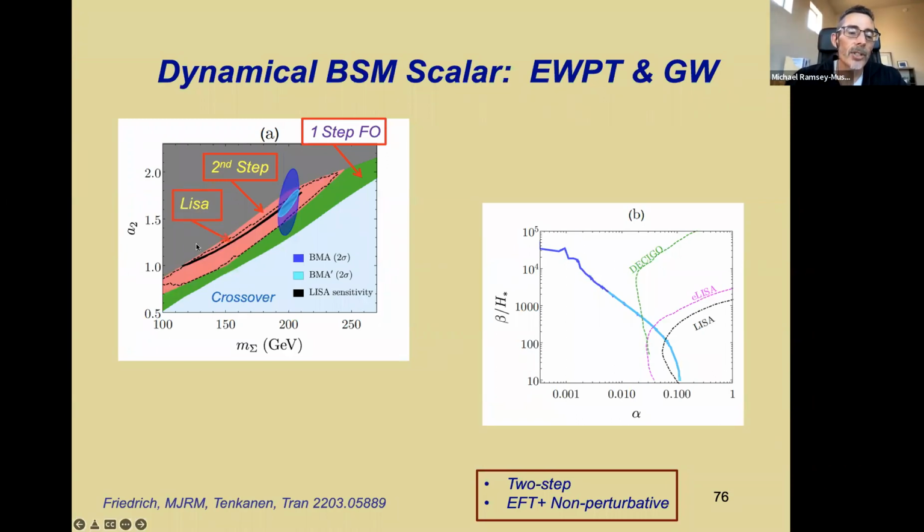Now, the LISA sensitivity is given by this really thin black line here. And you can see that LISA doesn't tell us a lot about the mass, but it's quite sensitive to the Higgs portal coupling.